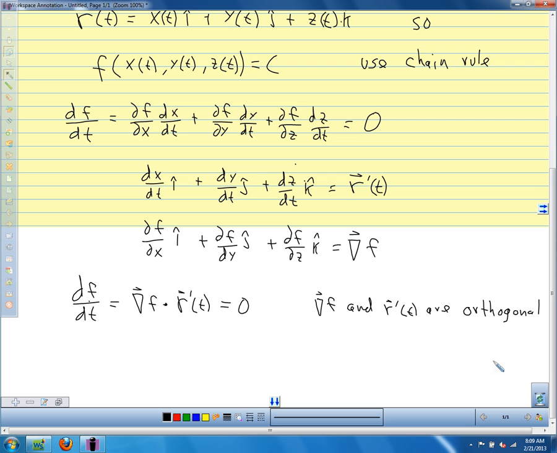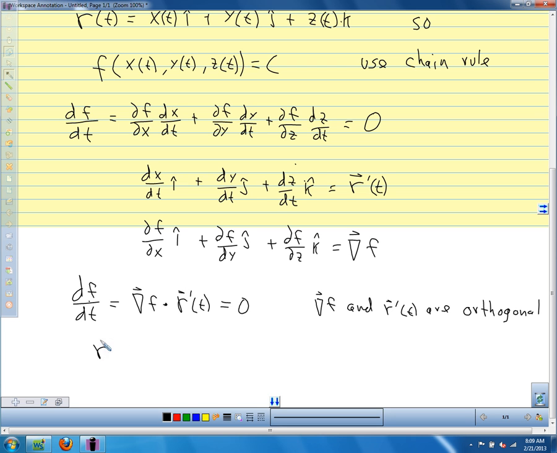What is that finding? So we have at a particular point, r prime is a tangent vector to our surface, and del f is orthogonal to the tangent vector. Well, we picked an arbitrary curve on the surface. We didn't specify what it was. So del f, our gradient, is going to be orthogonal to any tangent vector on the surface.